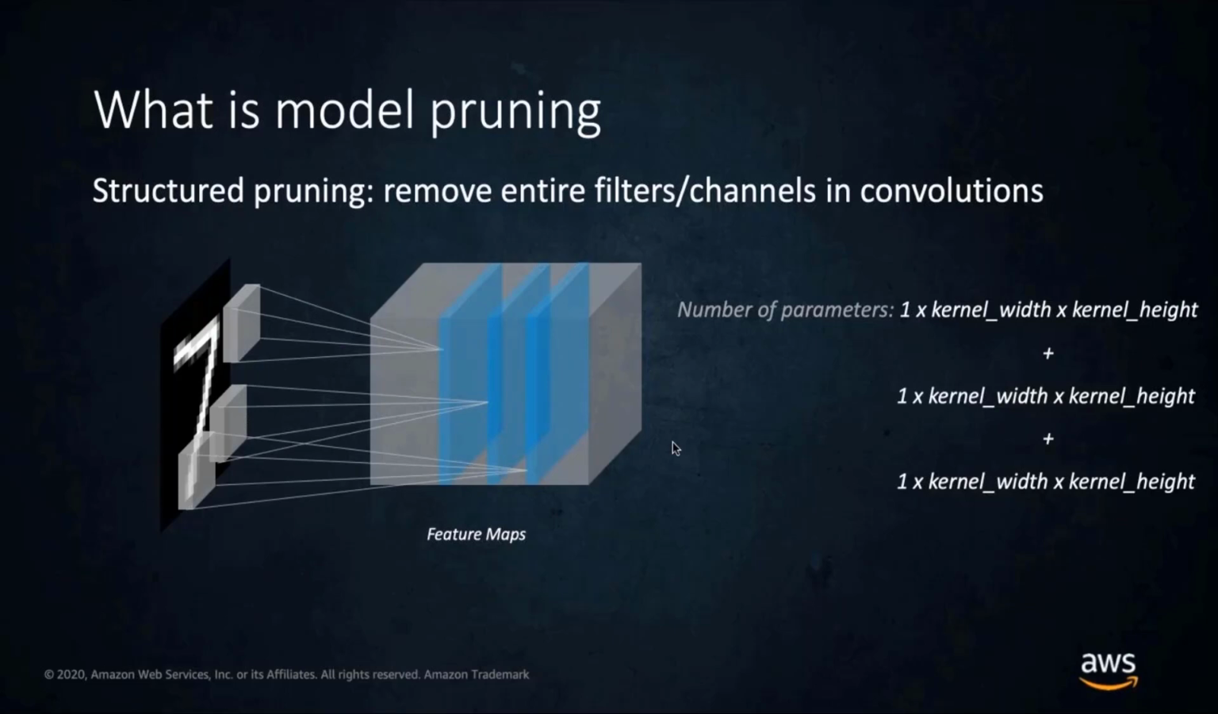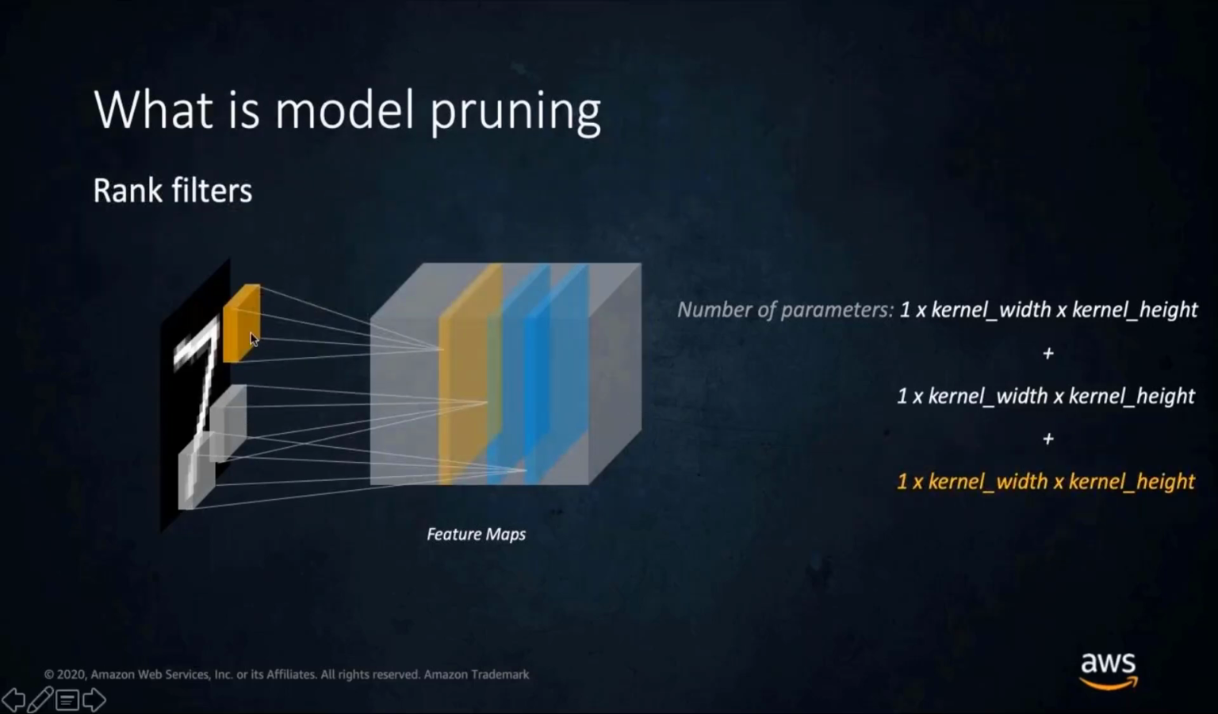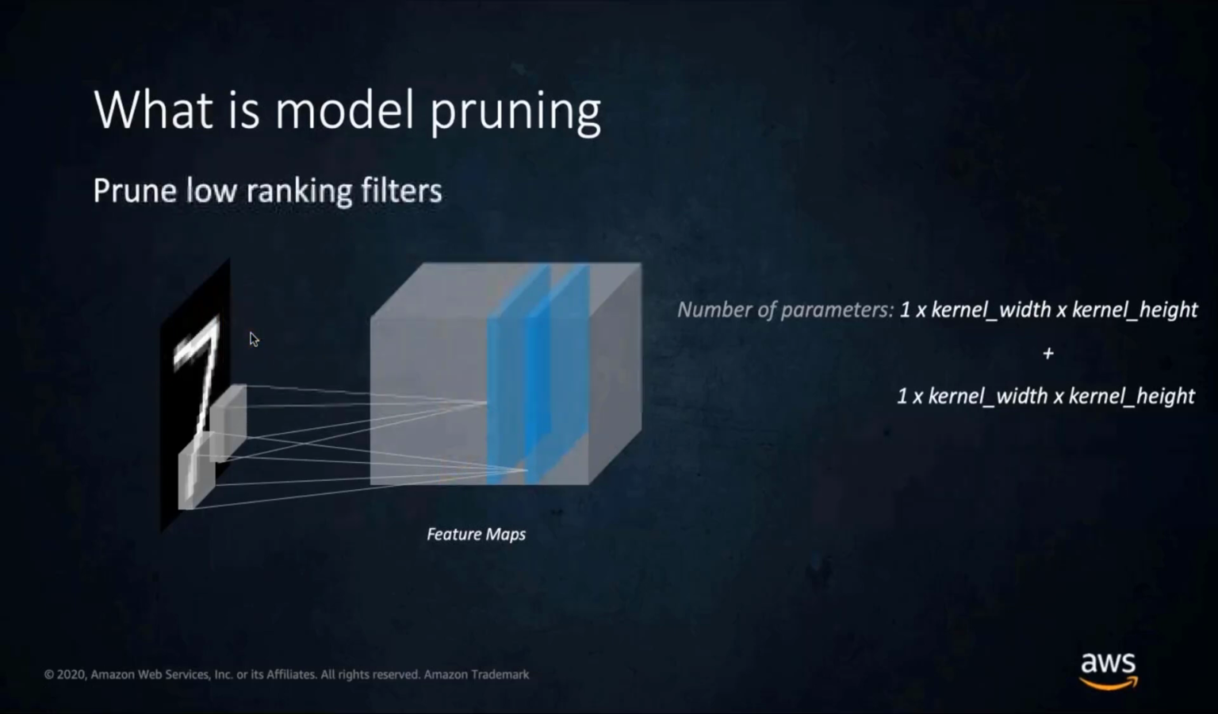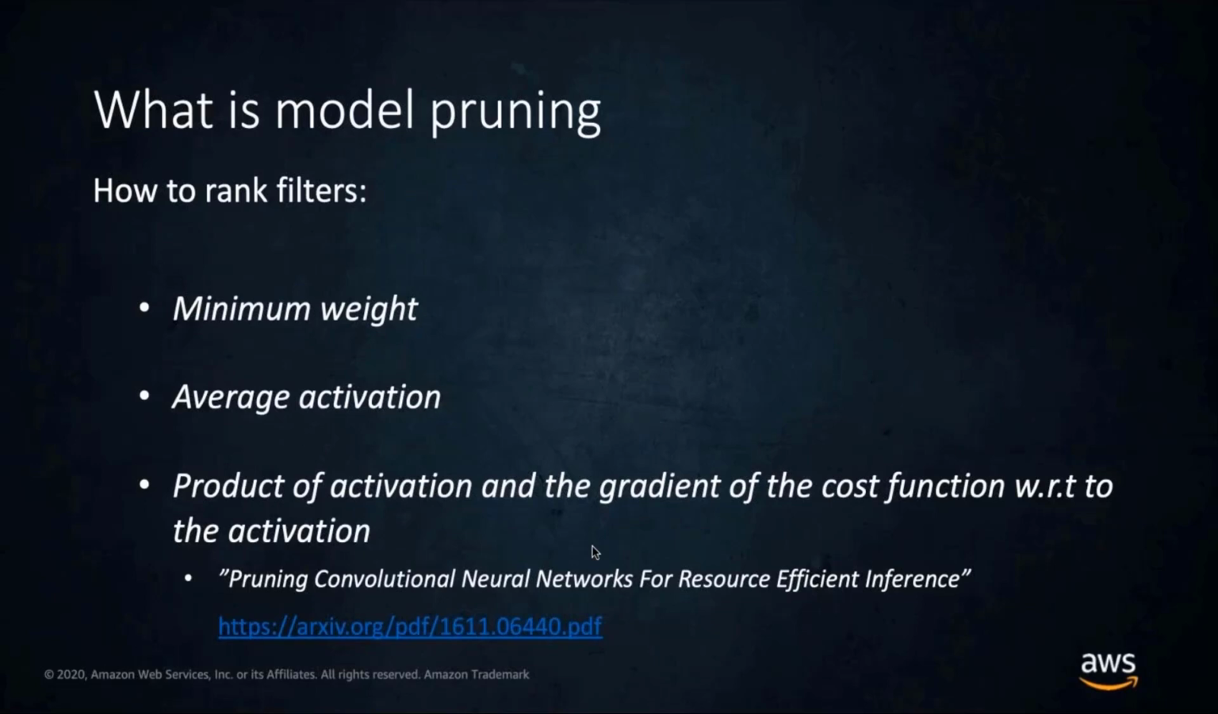What we can do in structured pruning is identify the filter that has the smallest value. Let's assume the yellow filter is the smallest one. We can just prune that filter. That means we reduce the number of parameters by kernel width multiplied by kernel height. So we have fewer feature maps. There are different techniques to rank the filters. One is, for instance, you can just take the minimum weight or the average activation.